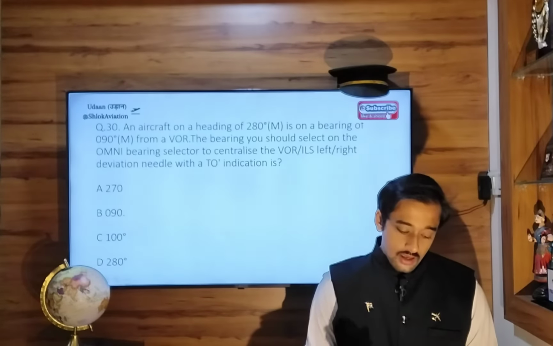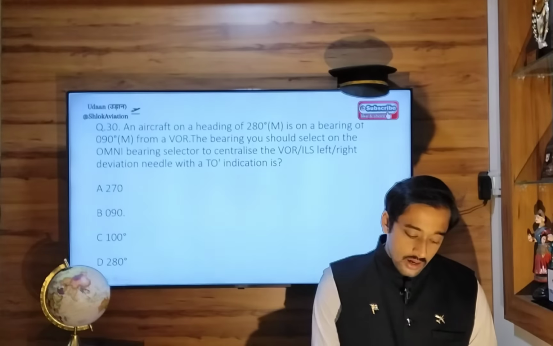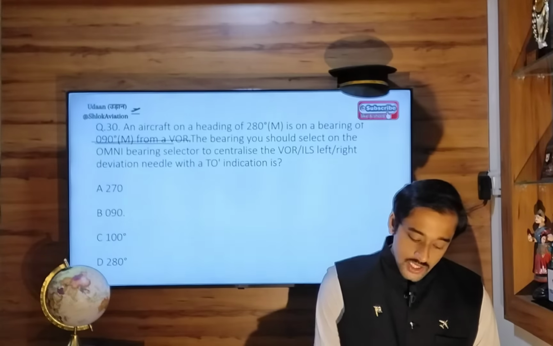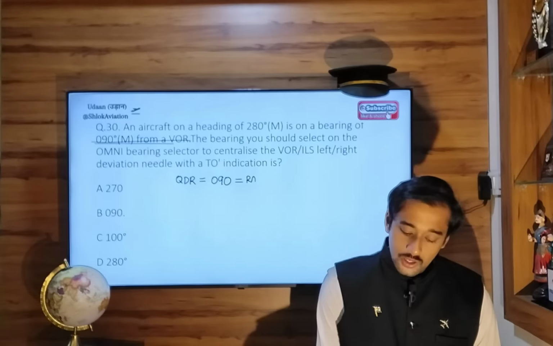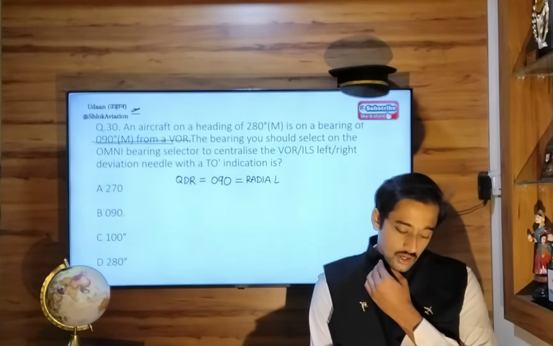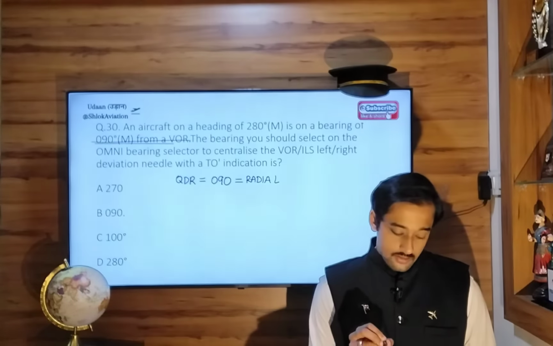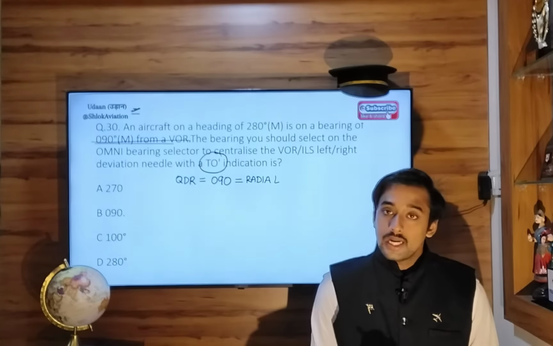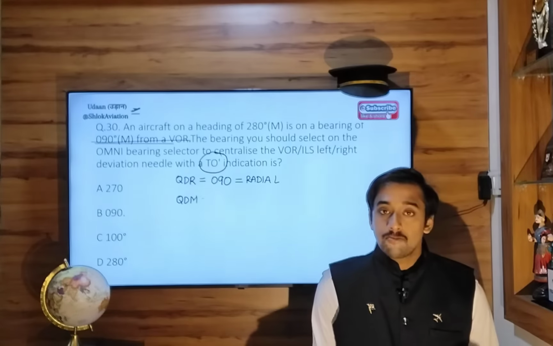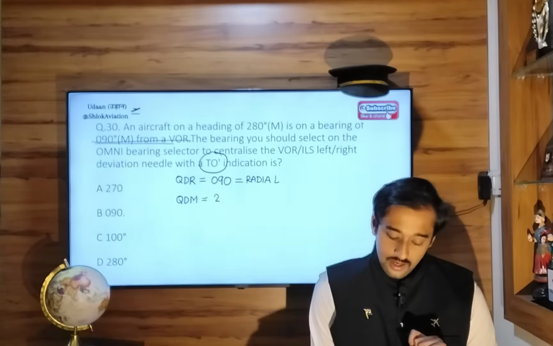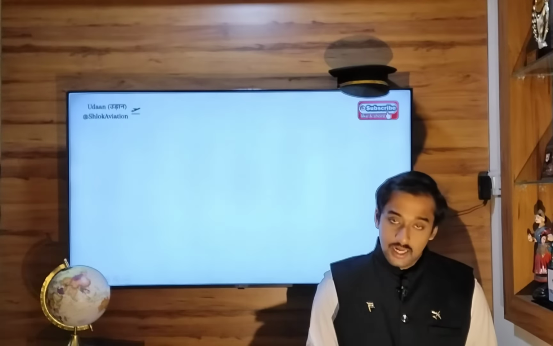Question 30. Aircraft is on a heading of 280, is on a bearing of 090 from a VOR. So a magnetic bearing of 090 from a VOR means QDR is 090, or you are situated on radial 090. Okay, the bearing you should select on the OBS to centralize it with a to indication. To indication means magnetic bearing towards the station. We call it QDM, which will be reciprocal of QDR, which will be 270. So now you have the answer, but still I will explain it diagrammatically.